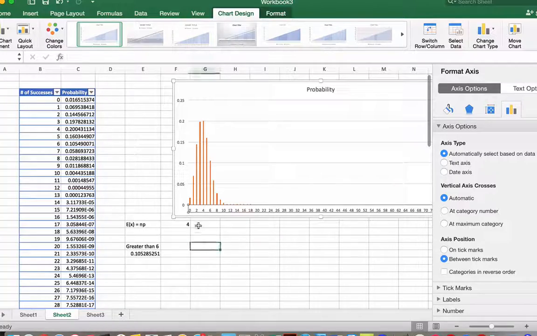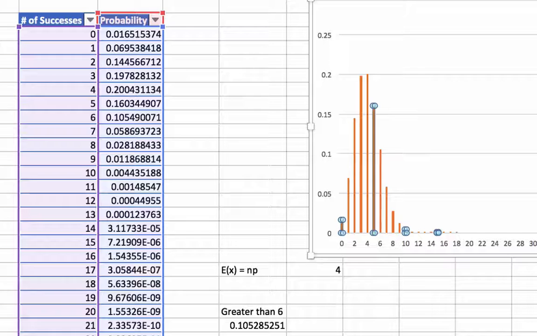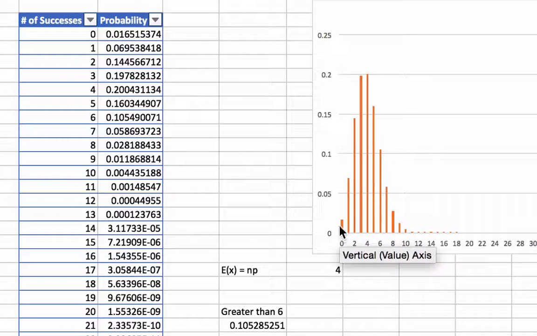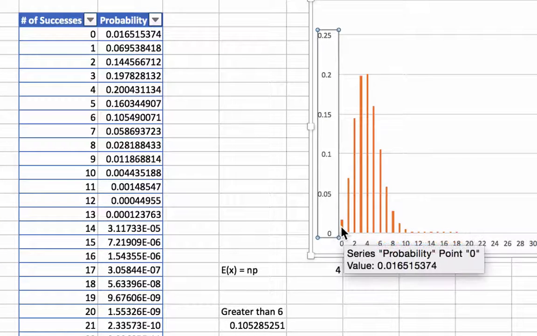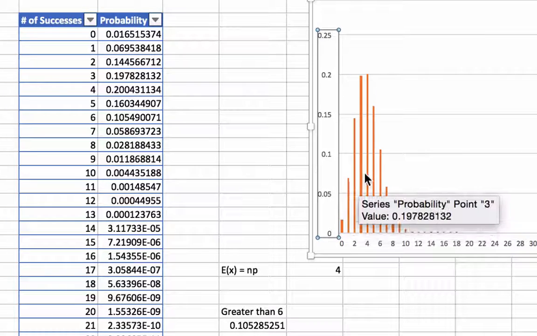And so now you can see here the first point matches up. So when I hover over it, I get 0.0, that matches up with my probability up here of 0.0165. So now everything matches up.